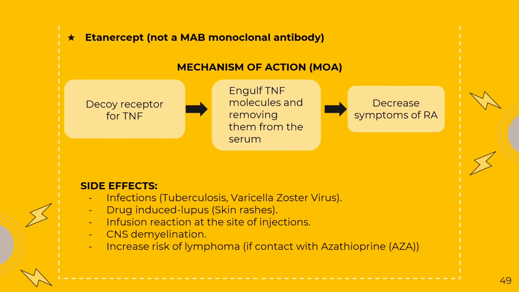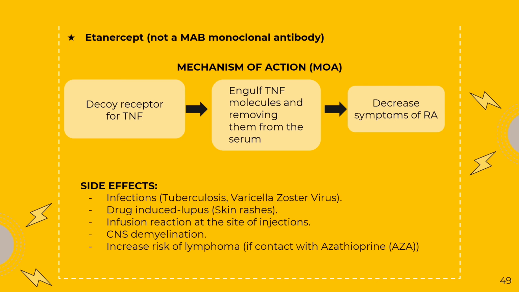The next one is etanercept, which is not a monoclonal antibody. Etanercept acts as a decoy receptor for TNF. It means this drug acts like a sponge that collects all the TNF from the serum and then engulfs and removes the TNF, and it will decrease the symptoms of rheumatoid arthritis.